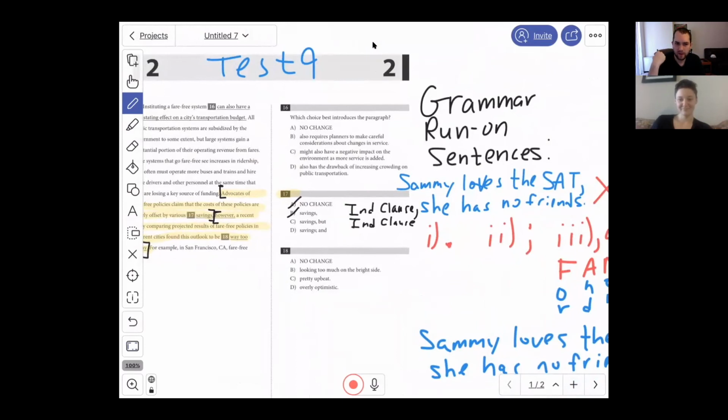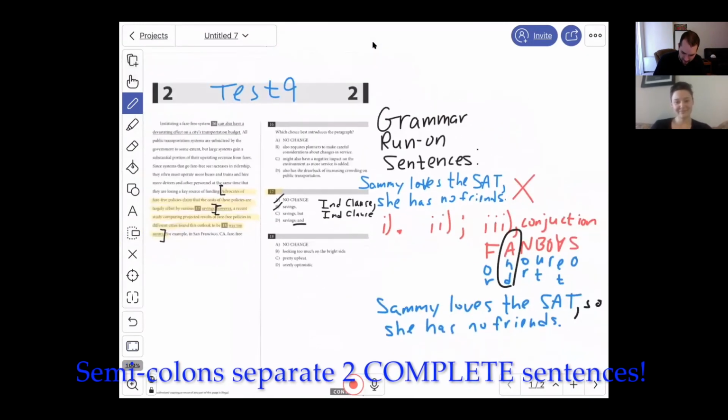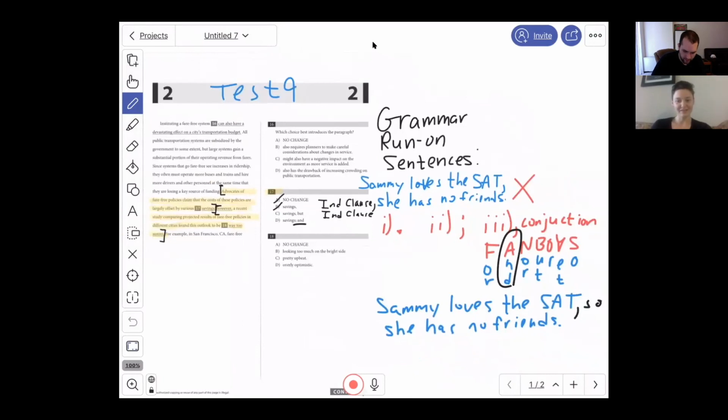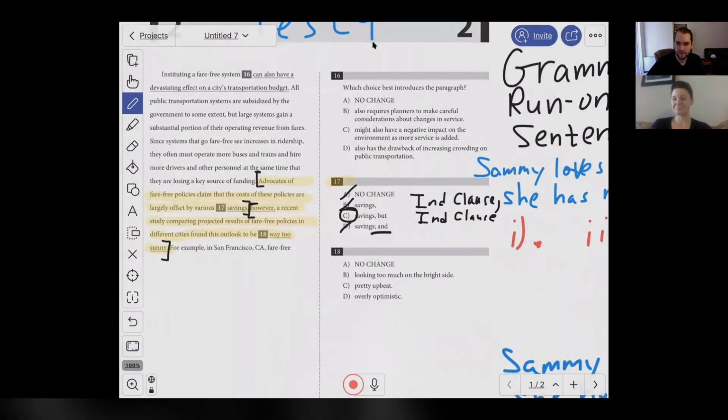Which one of these do you like better, Sammy? Well, here's my thing with D. Would you want to put a semicolon there? It feels like and is one of the fanboys, right? So what would we really want to put before that, the word and? Comma. So D seems like it's wrong. Is but a fanboy? Yes. So that seems like it should work. C is the correct answer there. Nice.